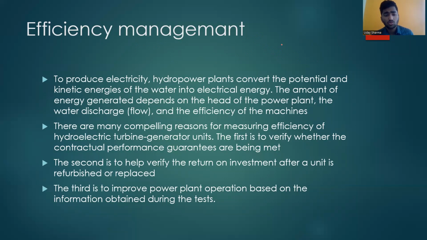The third is to improve power plant operation based on the information obtained during the tests. Suppose we are getting an output of 10 kVA with one size of transformer or generator, and if we replace it with a bigger unit, what output do we need to get? Like if the efficiency of the power plant is going to increase or not. We need to calculate these things when we do efficiency management.